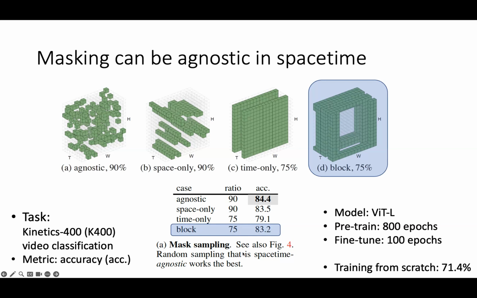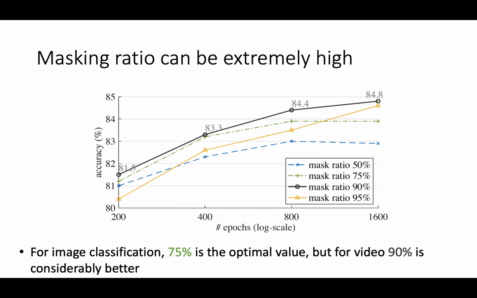So we did ablate this masking ratio for the agnostic masking scenario here. What you can see is on the horizontal axis, the training epochs. So the longer you train, the higher the accuracy. Vertical axis is accuracy. And as you can see, actually a higher masking ratio is beneficial. So when you increase this masking ratio, which are these different lines here, you can get better downstream performance.